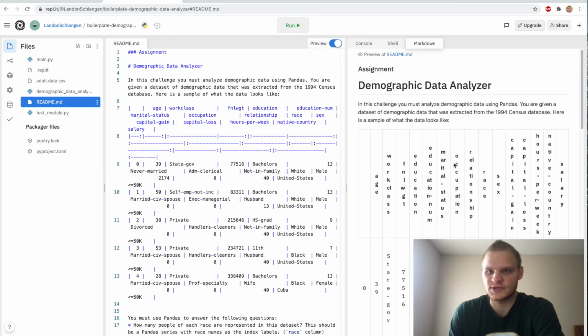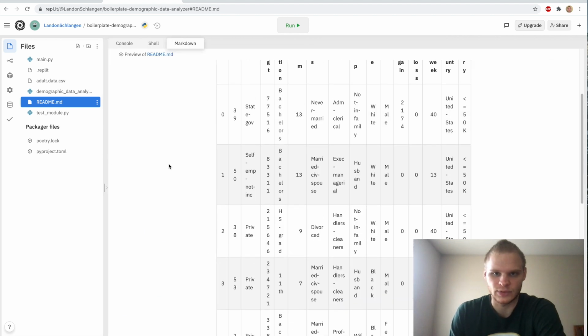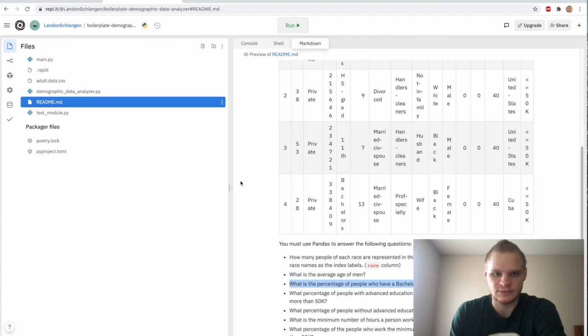And the README shows us what we have to do. We have to analyze demographic data using pandas that was extracted from the 1994 census database. And this data has age, work class, a bunch of different categories. The table looks a little weird, but yeah, we have to answer these questions. What is the percentage of people who have a bachelor's degree? So let's try to do this.